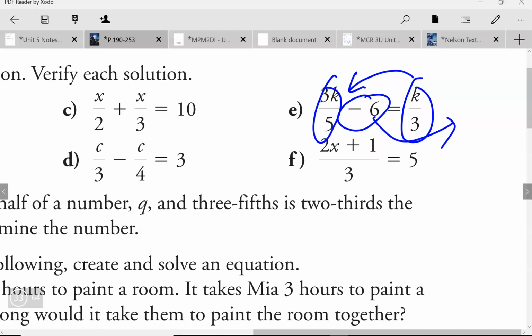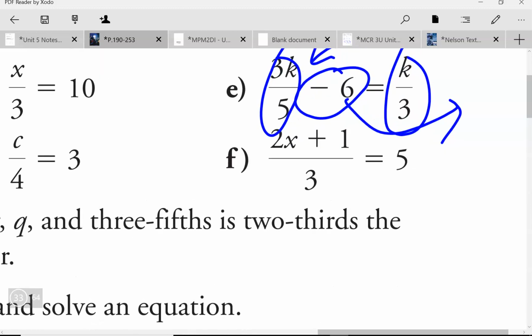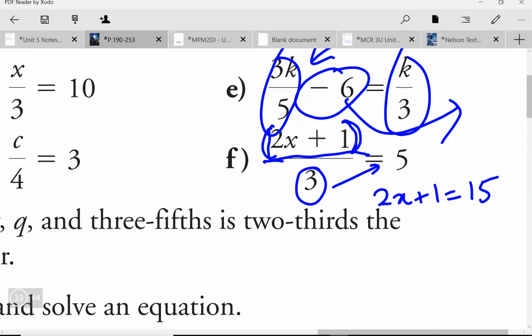Here, again, you'll remember when I said that if you have something in the numerator divided by a denominator, it automatically goes in brackets. Very important. And so therefore, first thing, because this is in brackets, first you can take care of the division. You can multiply by 3, or move this 3 from the denominator to the numerator, so you get 2x plus 1 equals 15.